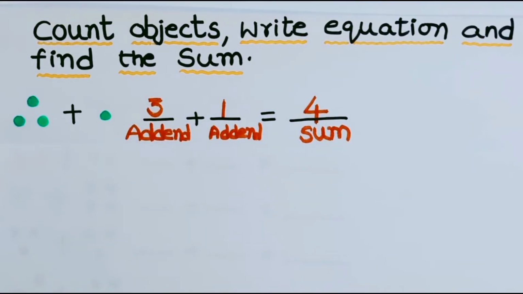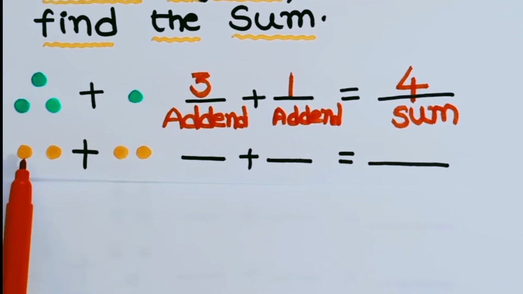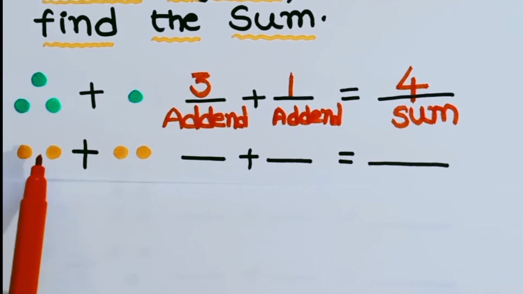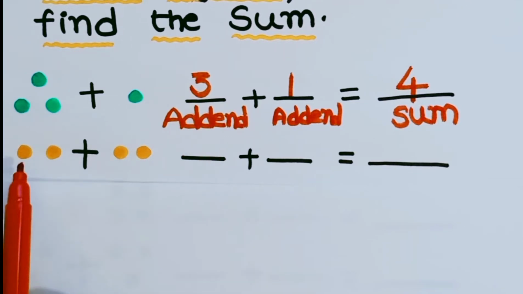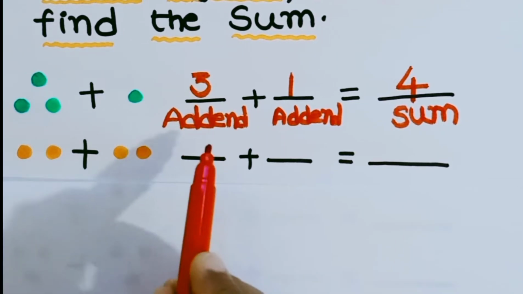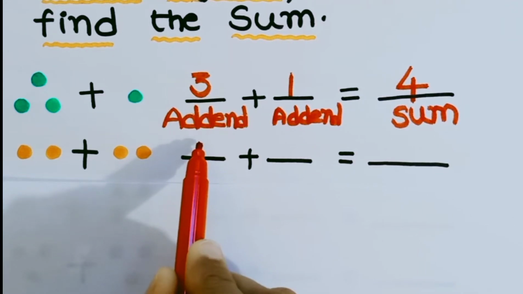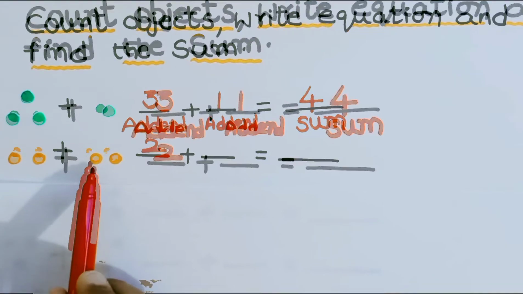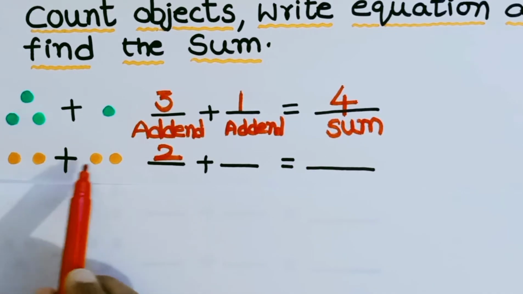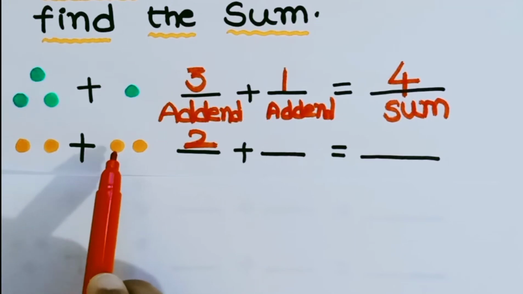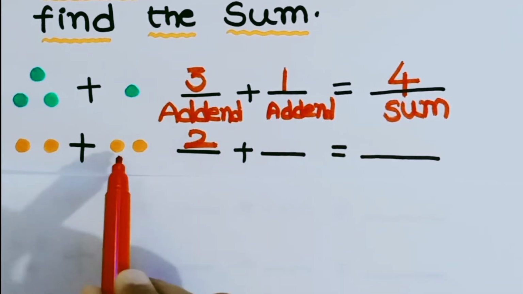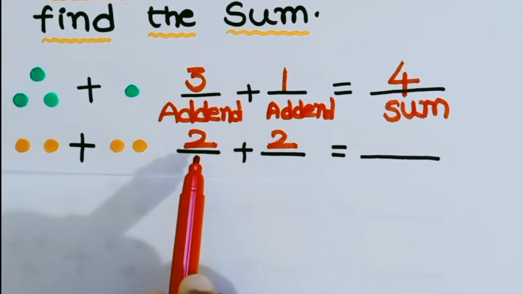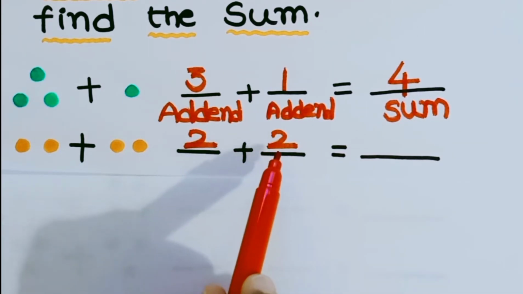Now look at the next problem. Look here children. Here also the object is a circle. How many circles are here? 1, 2. Yes, we have 2 circles. The first addend is 2. Now we need to find the second addend. Now count the number of circles present after the plus. 1, 2. Here also 2 circles. So what is the second addend? It is also 2. Now the two addends are 2 and 2.